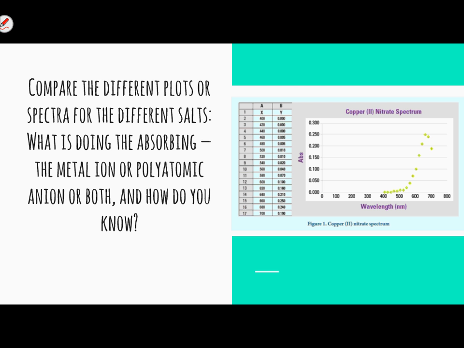So you have this graph here. Can you see this okay? Can you see those data points right there? Yeah? Okay. So I have about 3 or 4 different plots you can look at. Compare the different plots, or the spectra, as they're called, absorption spectra, for these different salts. And then what we're going to be doing is looking to see if the metal ion or the polyatomic ion, or both, is actually affecting this absorption.